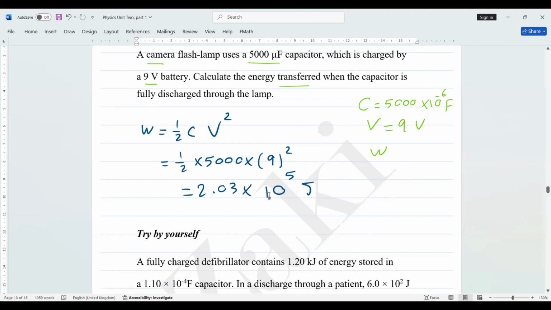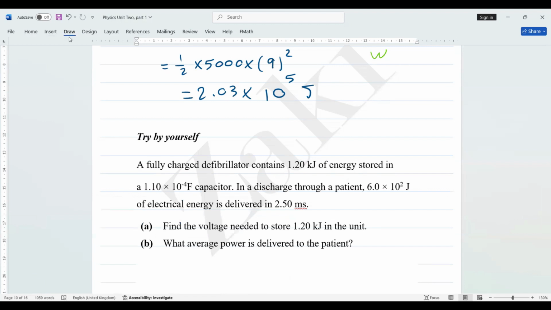Now I will give you this, try by yourself. I will give you the homework. Then this question will be a homework for you. Okay, I hope you understand this lesson.